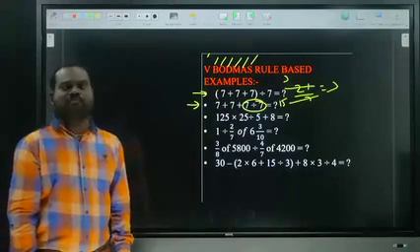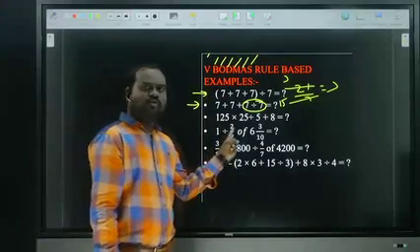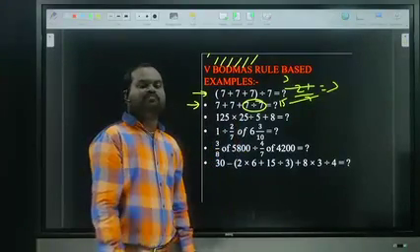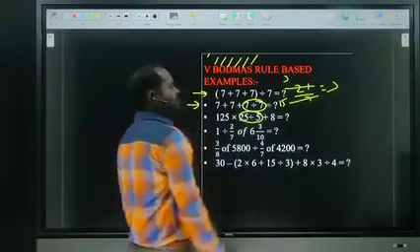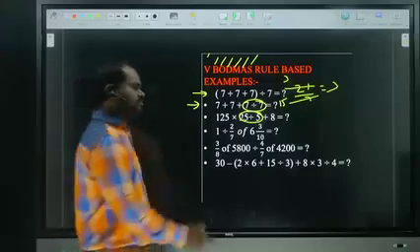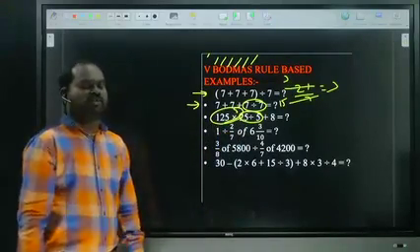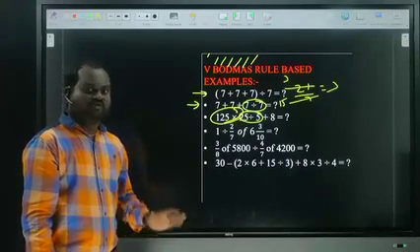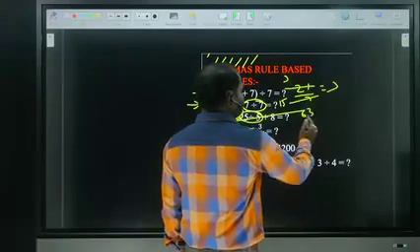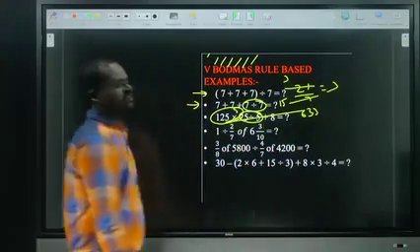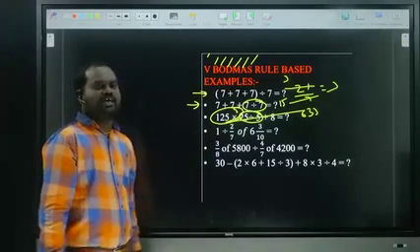125 into 25 by 5 plus 8. As per the BODMAS rule, here three symbols are there: into, division, addition. First preference for which one? Division. 25 by 5, how much? 5. That is finished. Next, into: 125 into 5, how much? 625 plus 8, nothing but 633. Next, 1 divided by 2 by 7 of 63 by 10.